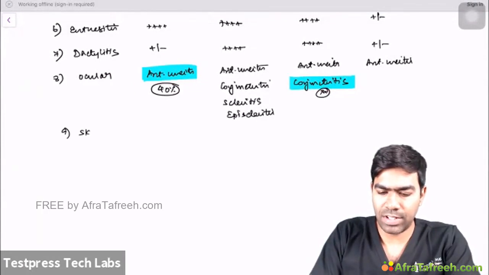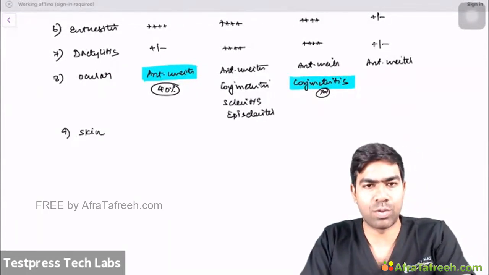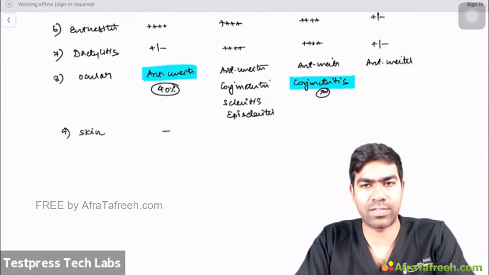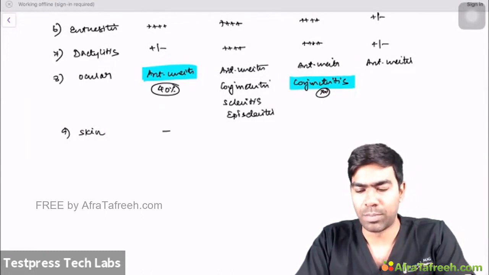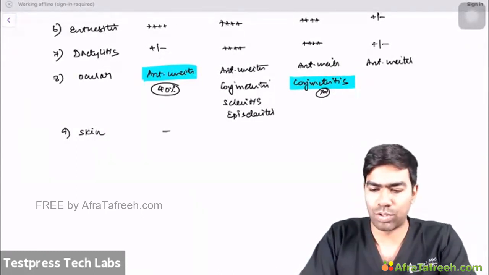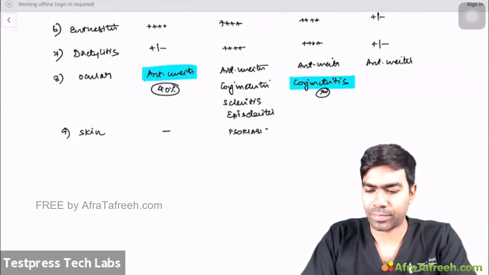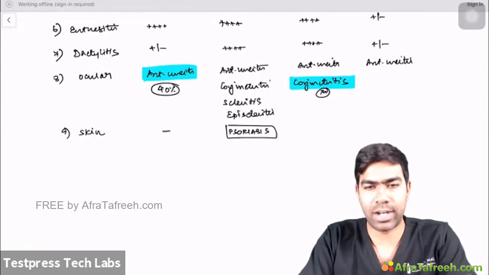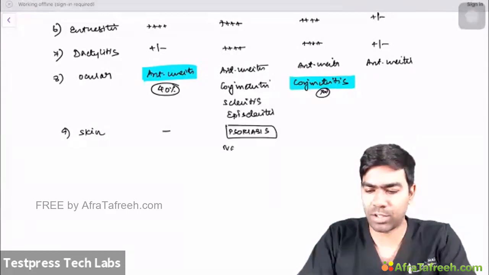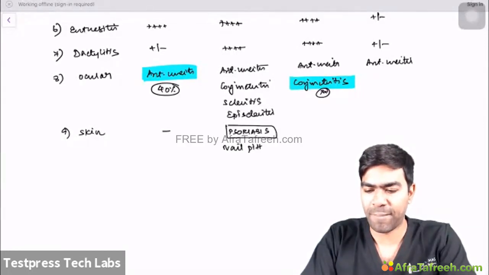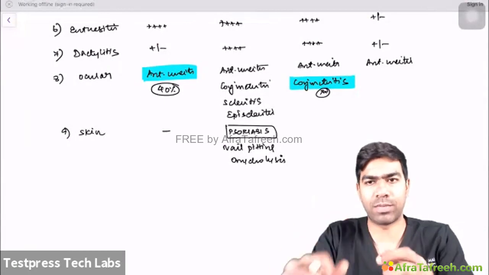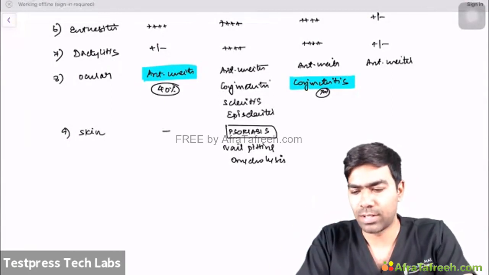And as far as the skin features are concerned, which means some cutaneous features could be there, there are no cutaneous features as far as ankylosing spondylitis is concerned. But psoriatic arthritis, of course, the most important feature is psoriasis, psoriatic skin lesions. At the same time, there can be associated nail pitting and onycholysis. Onycholysis is separation of the nail from the nail bed. It's like the nail tearing off from the nail bed. That is onycholysis and nail pitting.